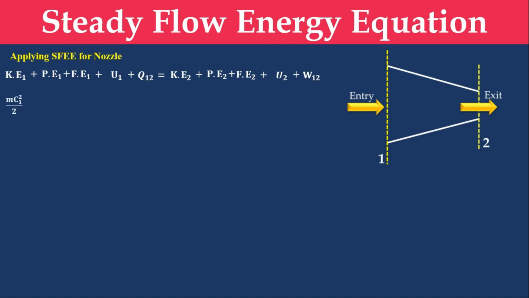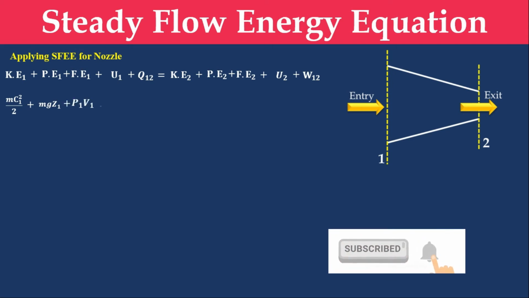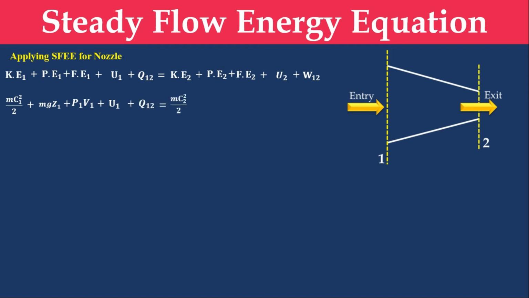We know that kinetic energy is half m c squared, potential energy is m g z, flow energy is the product of p into v, and internal energy we have u1 plus Q1-2. Similarly, m c2 squared divided by 2 plus m g z2 plus p2 v2 plus u2 plus W1-2. Heat and work are path functions, so we write 1-2 for the process. And if you see here, the unit for all these energies is only joules.